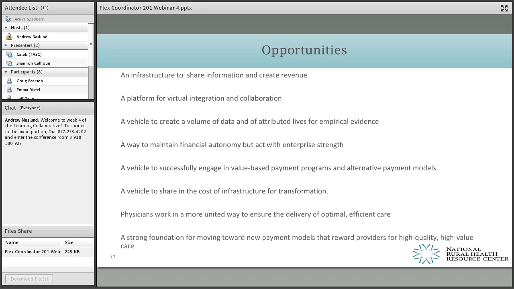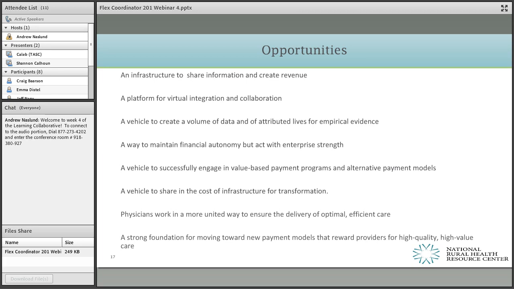It does, of course, as I said before, provide a vehicle to successfully engage in value-based payment programs and alternative payment models. It's also a vehicle to share in the cost of infrastructure for transformation. We all know that transformation, much like described in these components of the CIN, requires new technology, maybe some new delivery components, certainly some different views and approaches with staff, including physicians. So having a way to build that infrastructure collectively and share the cost with other members gives you an opportunity to be much more successful with a sooner return on investment.